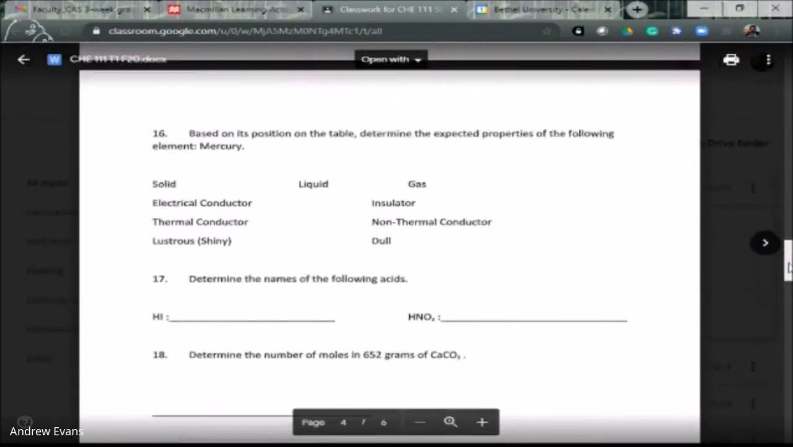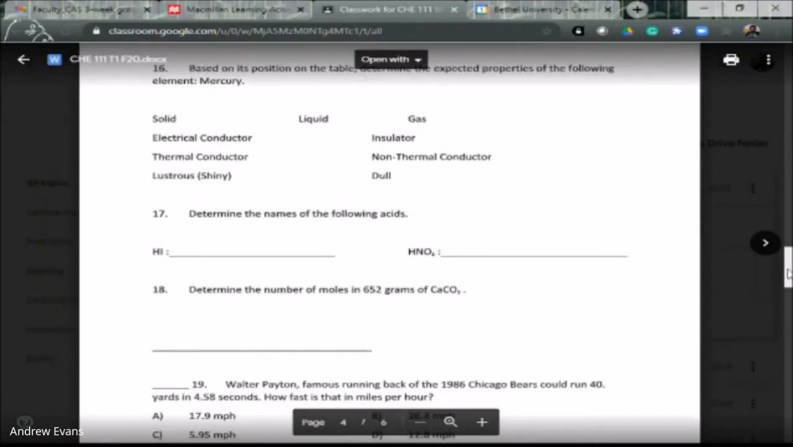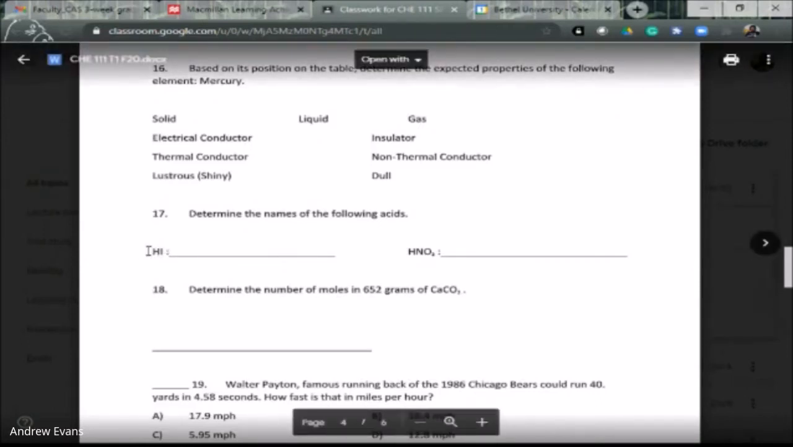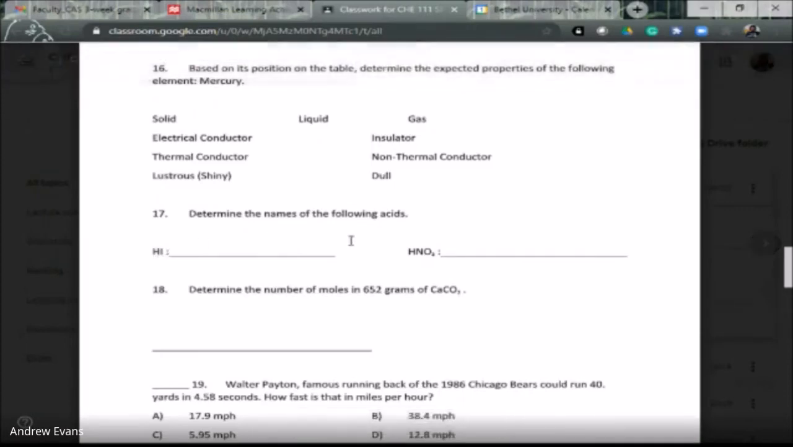Determine the names of the following acids. So there's an option for the acid HI. H is always +1. I is -1. Now, because it's like a monoatomic acid, we call it hydroiodic acid. Now, HNO3, it's not monoatomic. It's not just N. It's NO3. So there's no hydro. It's just nitric acid because the ate goes to ic.